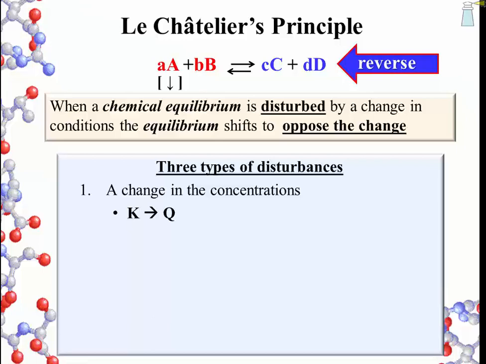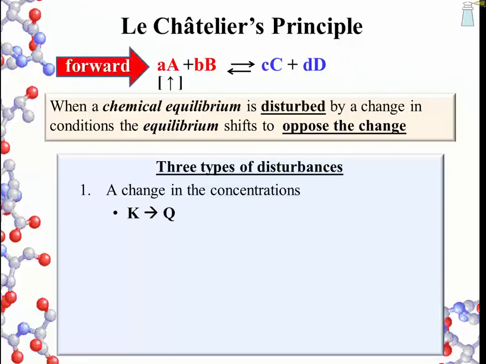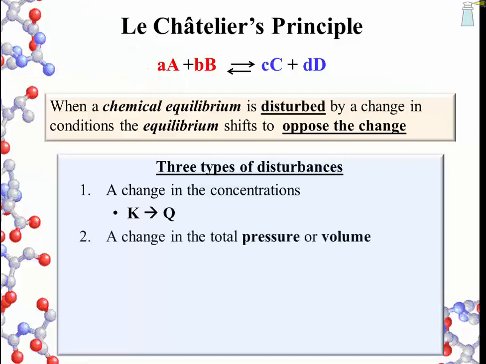The change is opposed. If the concentration of one of the reactants goes up, then the forward reaction rate becomes greater than the reverse reaction rate. There is a shift to consume more of the reactant. The same logic can be applied to the other reactant and the products. Oppose the change.